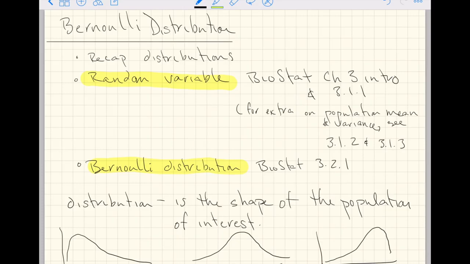Specifically, the distribution represents the shape of all of the things of interest as plotted in, say, a histogram or a density plot. Okay, so that was our quick recap of distributions. We're going to start tying that to observed data. And the way we tie these distributions to observed data is through the idea of a random variable. So let's just introduce that next.